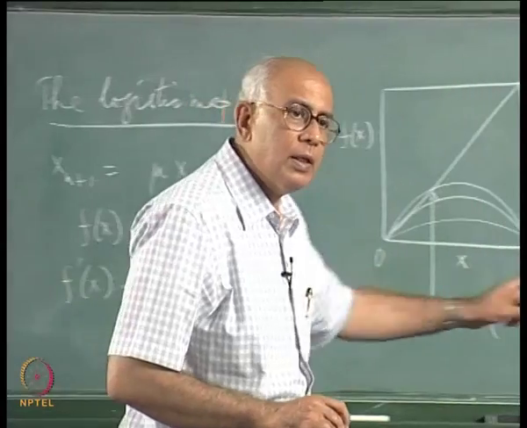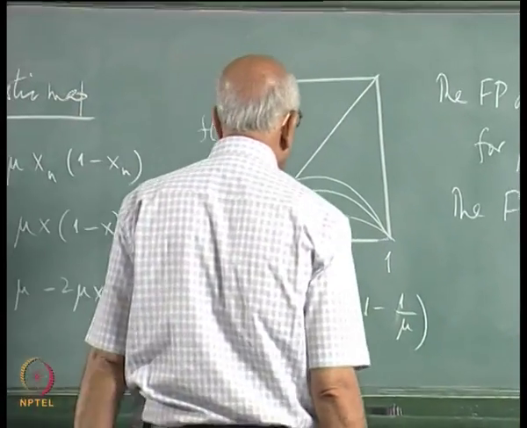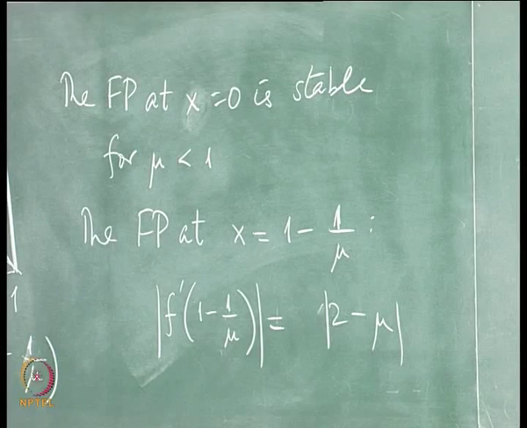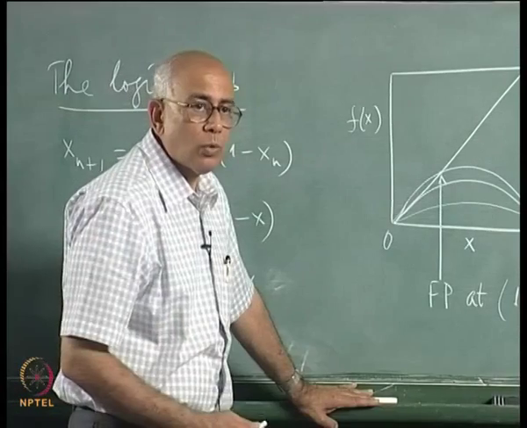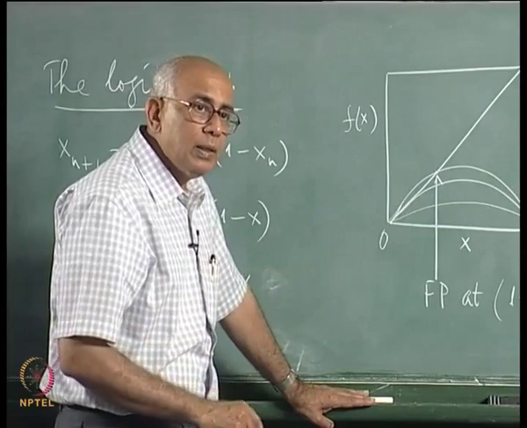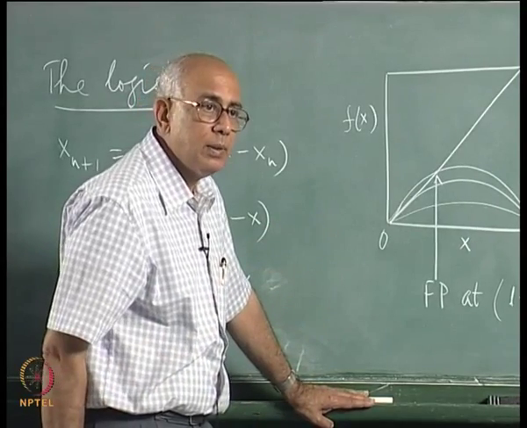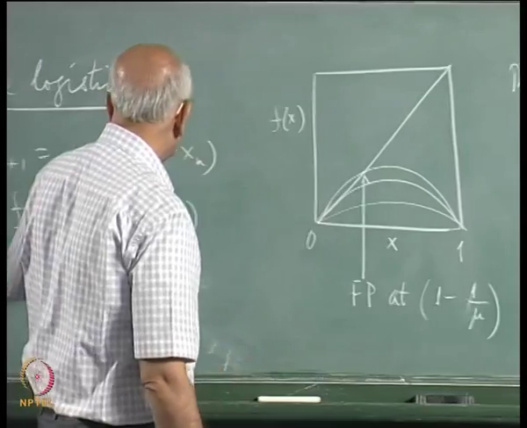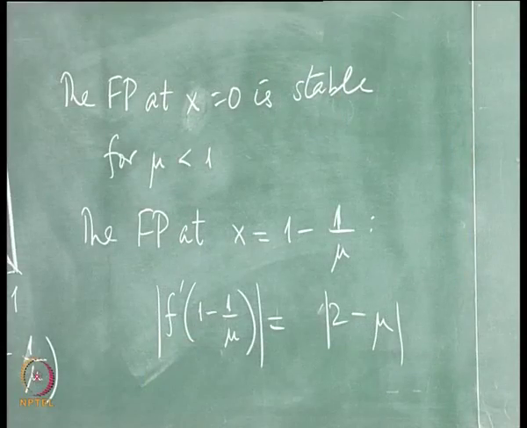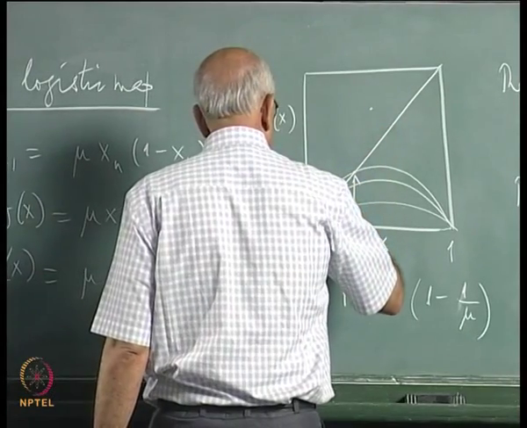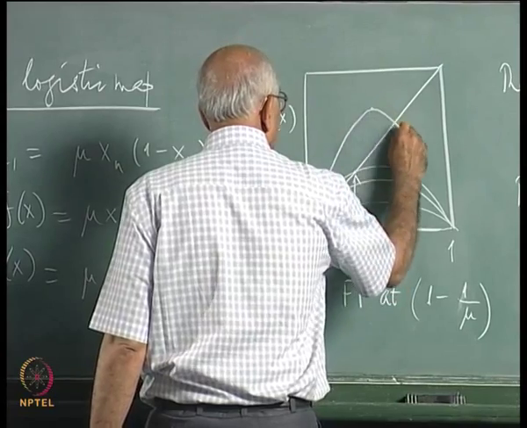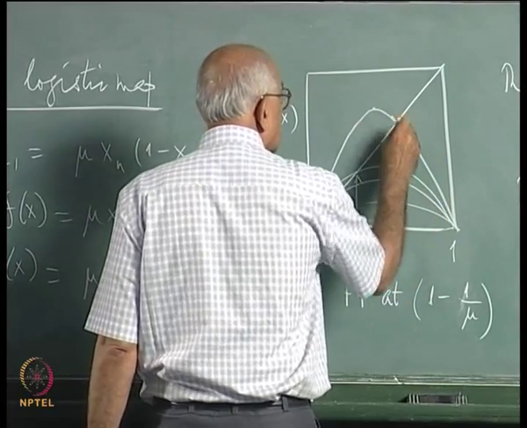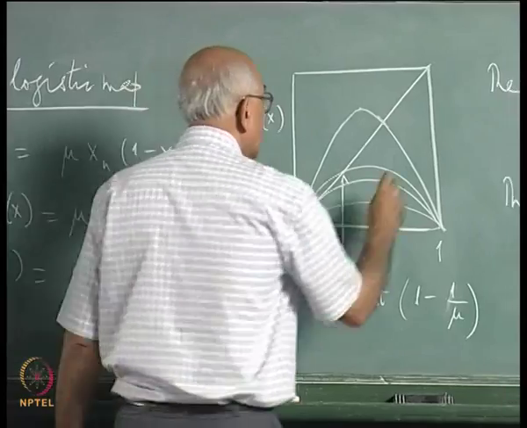So where is this thing stable? Till what value of mu is this stable? Till 3, because we want the mod of this. So from mu equal to 1 to mu equal to 3, this fixed point is stable, right. At mu equal to 3, this map is out here till 3/4. So we have this, and the slope here becomes equal to 1 at mu equal to 3.